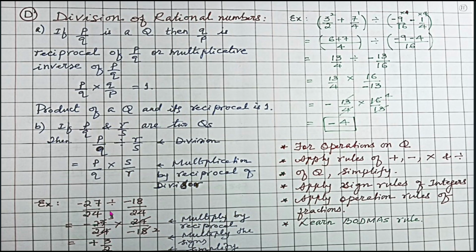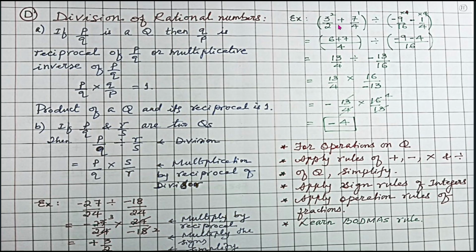Let us take an example. Minus 27 by 24 is a rational number. It has to be divided by minus 18 by 24. Now convert the division into multiplication by taking the reciprocal of minus 18 by 24, that is minus 27 by 24 into 24 by minus 18. When we simplify, we get plus 3 by 2. So that is the procedure followed.